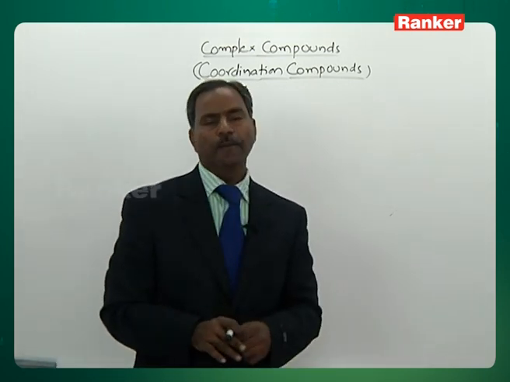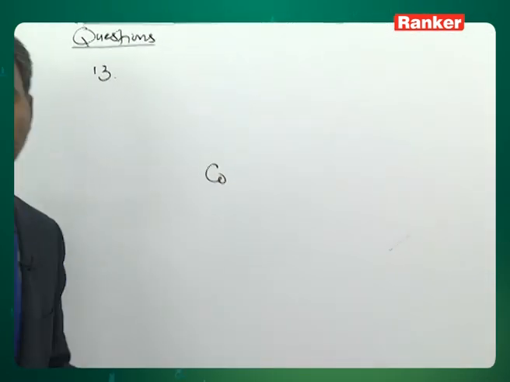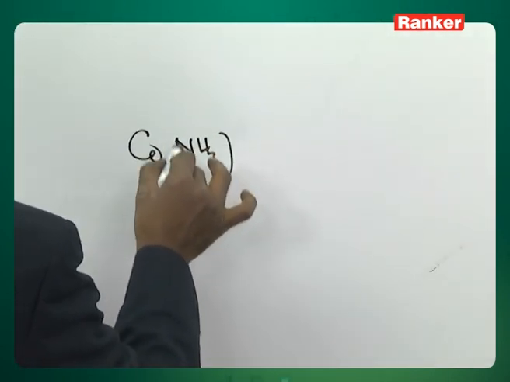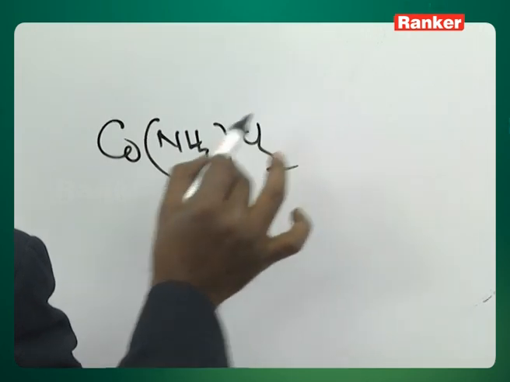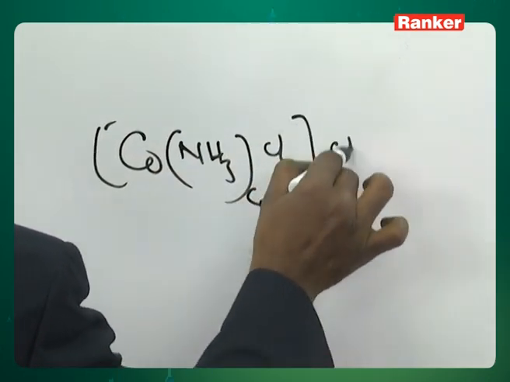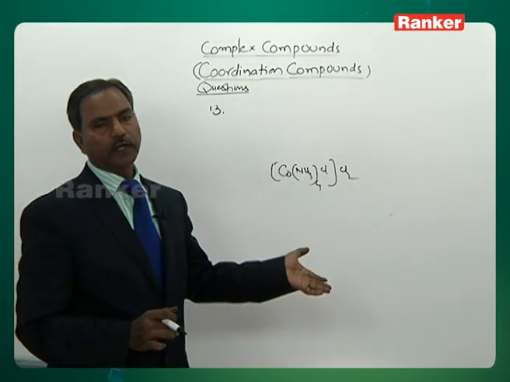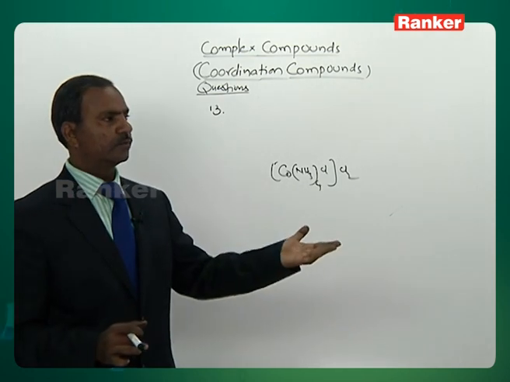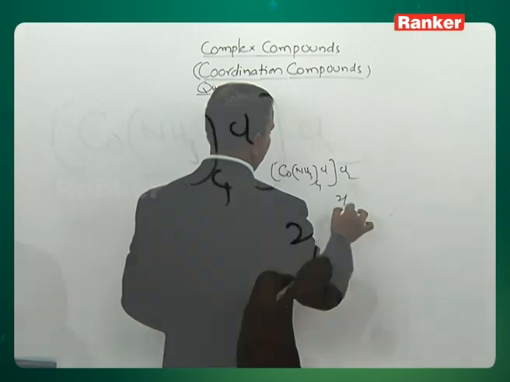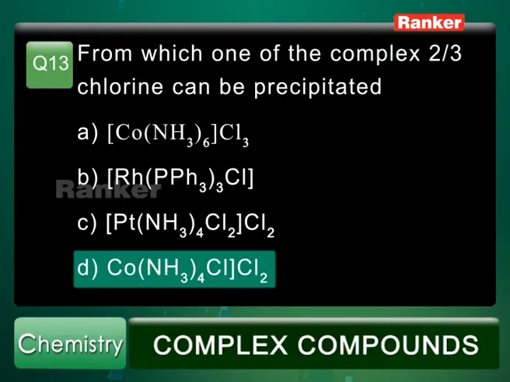So coming to the option D, D is given as what? Co(NH3)4 Cl, single here, only single Cl, and outside is what? Cl2. See, how many total number of chlorides? 3 chlorides. Out of 3 chlorides, 2 are outside, 2 can be precipitated. This will definitely give a precipitation of what? 2 by 3 chlorides. So answer is what? D.